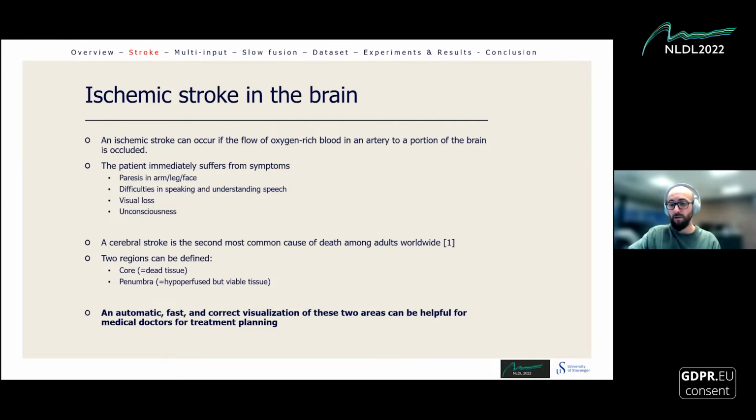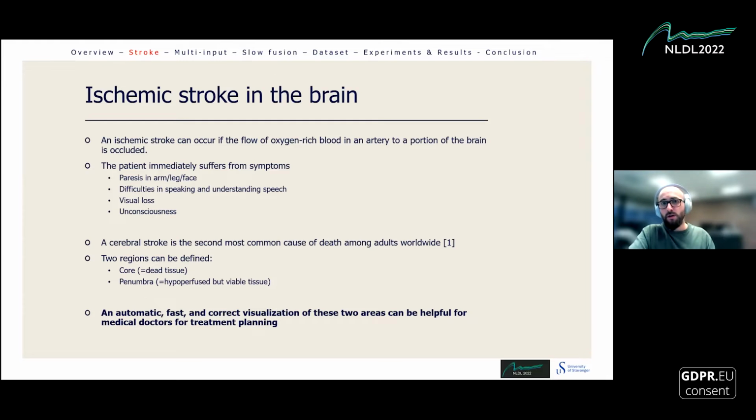And as you might know, a cerebral stroke is the second most common cause of death among adults worldwide. This was a reference from 2018, so I don't know exactly the numbers after the COVID situation. Probably it's not the second most common cause of death right now, but still it's very high in the ranking.